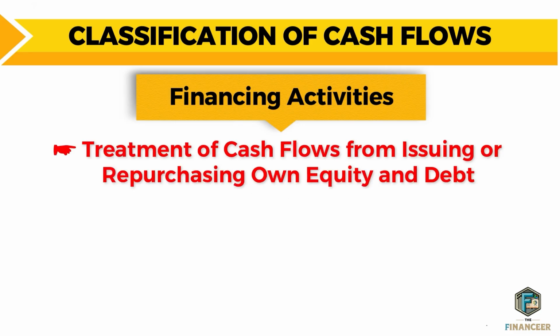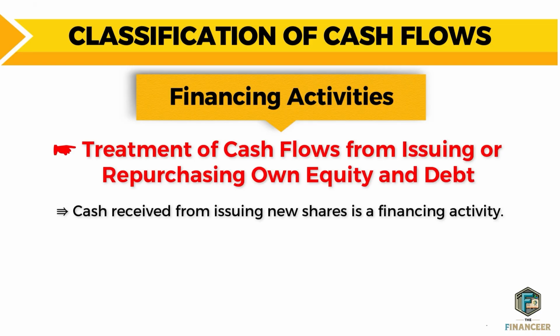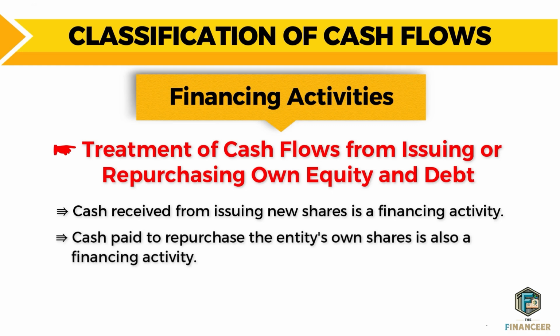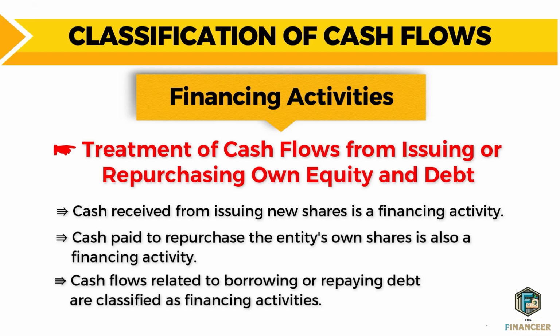Now, let's see the treatment of the cash flow from issuing or repurchasing own capital and debts. If your entity received cash from issuing new shares, this is a financing activity. And if your entity paid cash to repurchase its own shares, it's also a financing activity. This one we defined before as treasury stock. The company is going to purchase its shares from the stock market, so this is called treasury stock or treasury shares, and this will be defined as a financing activity as well. Also, cash flow related to the borrowing or repayment of debts is classified as financing activities.